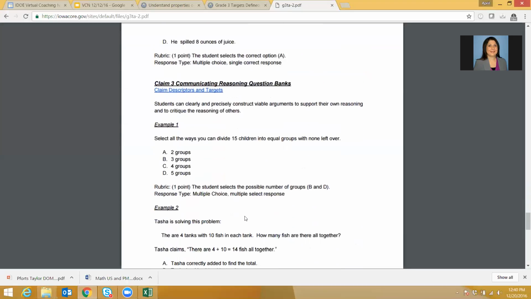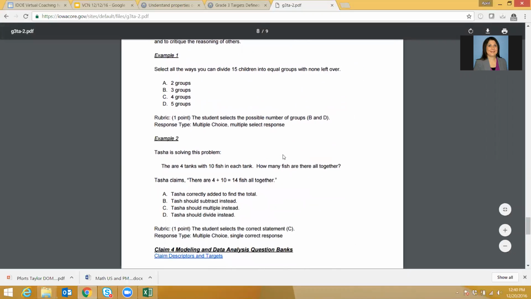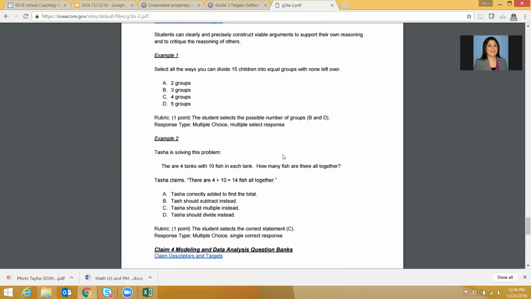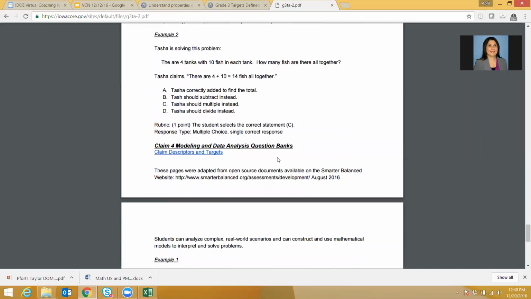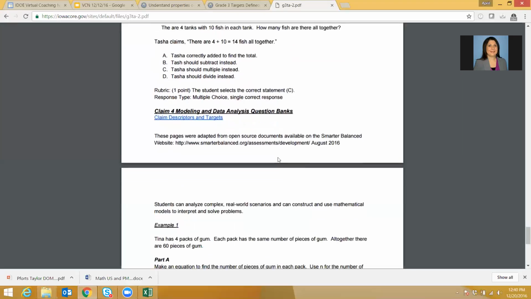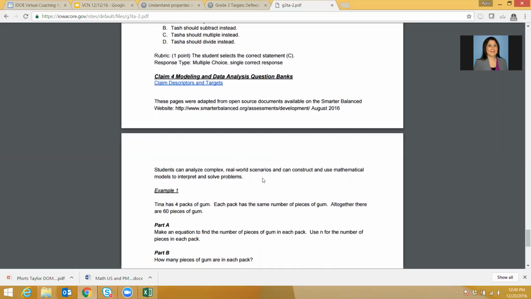And then we get to claim 3. Claim 3 is about communicating reasoning. Under this claim, students can clearly and precisely construct viable arguments to support their own reasoning and critique the reasoning of others. So we have some different types of questions here, and this is just to give you an idea of the rigor and the focus and the coherence. Claim 4 is the modeling and data analysis. For those questions, students can analyze complex real-world scenarios and can construct and use mathematical models to interpret and solve problems.